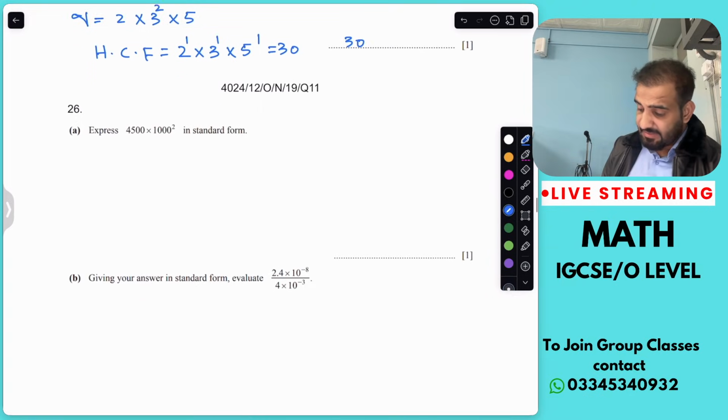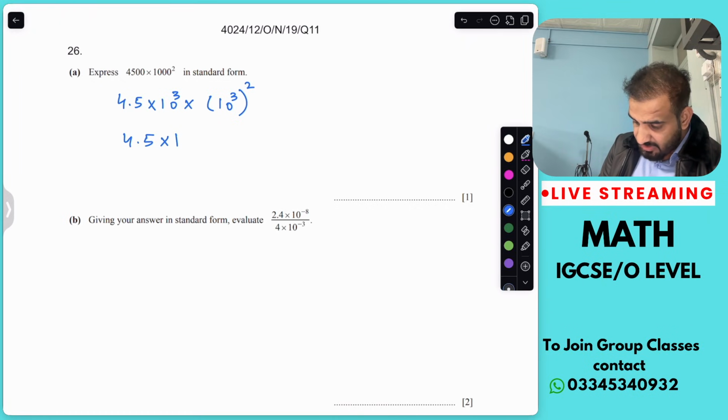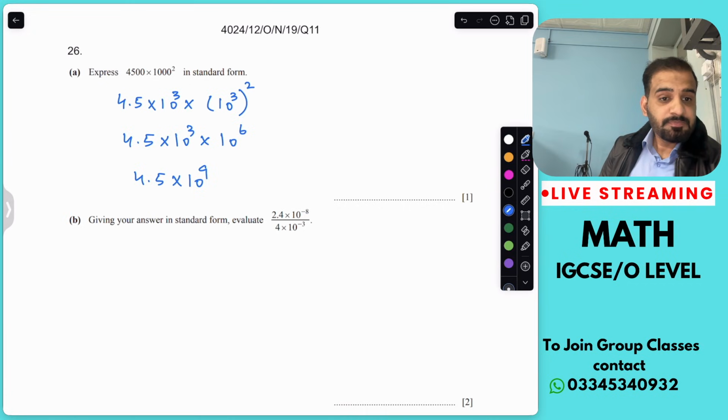Express this in standard form. So 4500 can be written as 4.5 cross 10 raised to power 2. No, 3. And then 1000 can be written as 10 cube and then a whole square. So 4.5 cross 10 raised to power 3 cross 10 raised to power 3 2s are 6. So 4.5 cross 10 raised to power 9 is the final standard form.